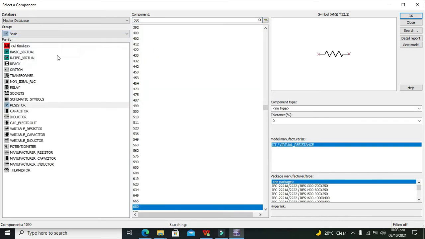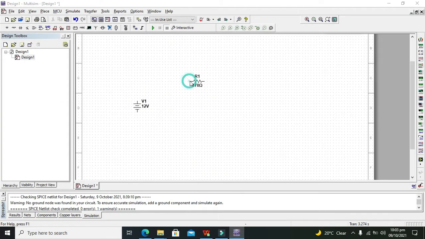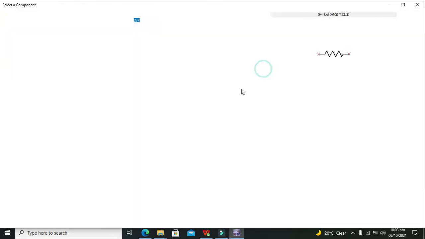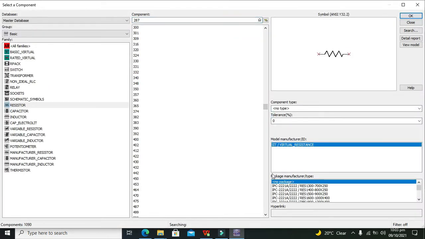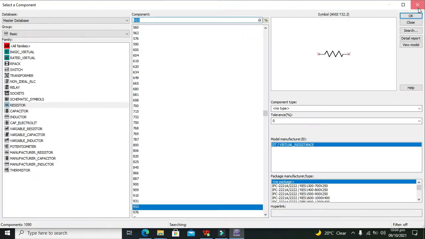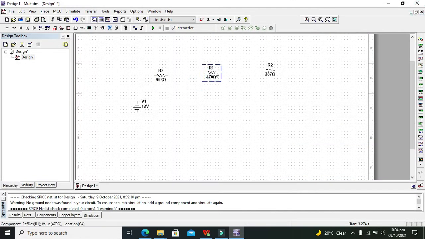So we will go to basic, we can go for resistor, we can go for 470, we can go for 287 and 953. Okay, these are the three resistors. Now we need to connect them like this. Okay, and now we will connect them out. Okay, like this, and so now it is a closed loop.